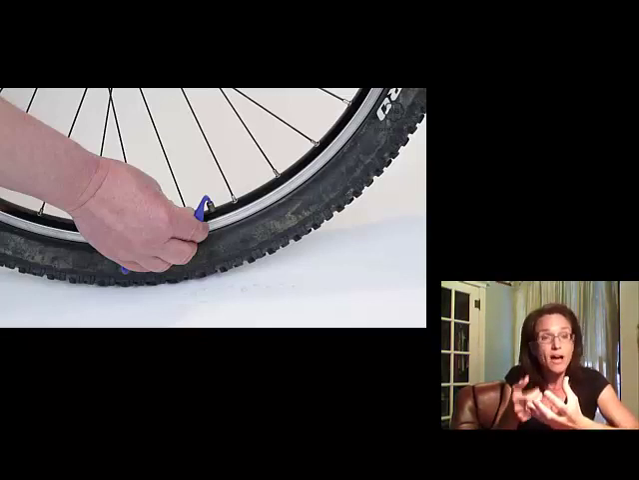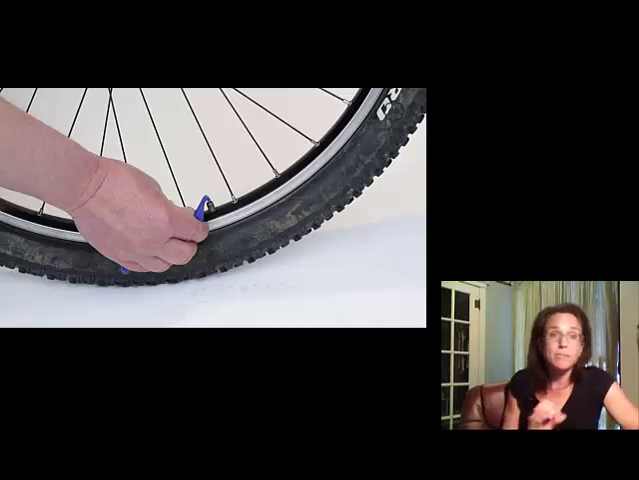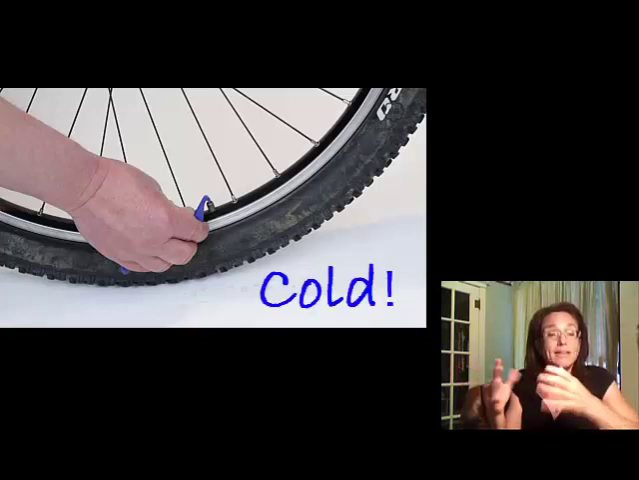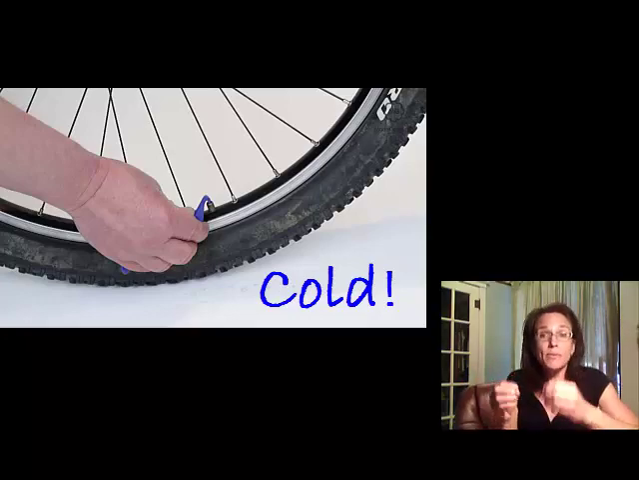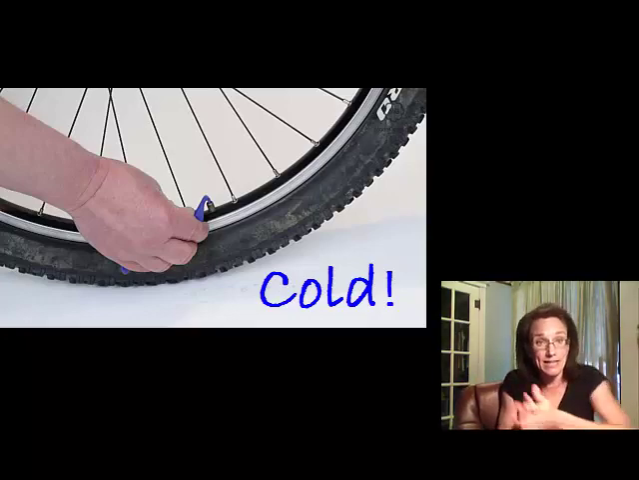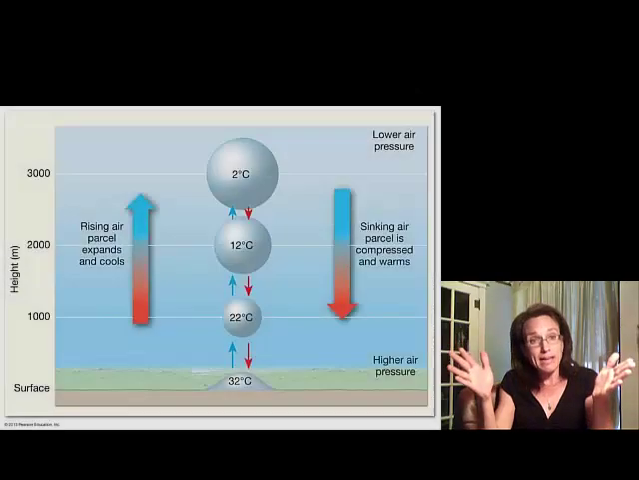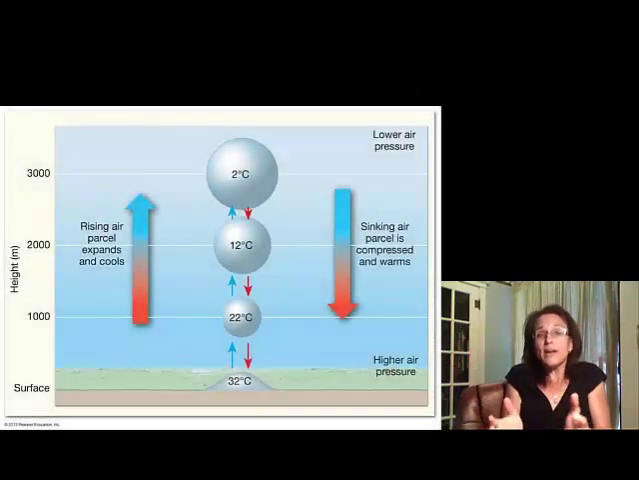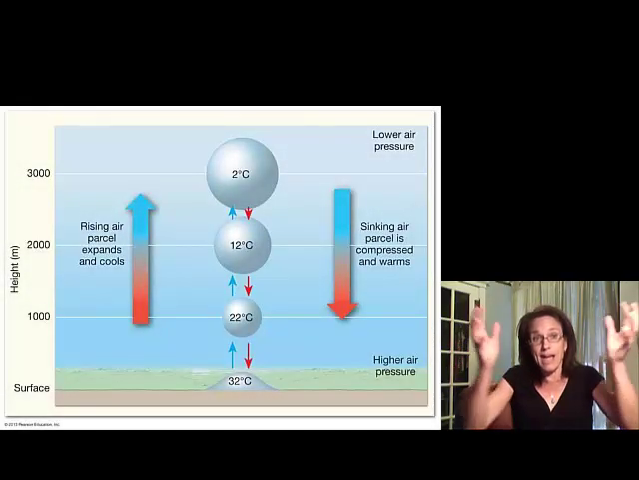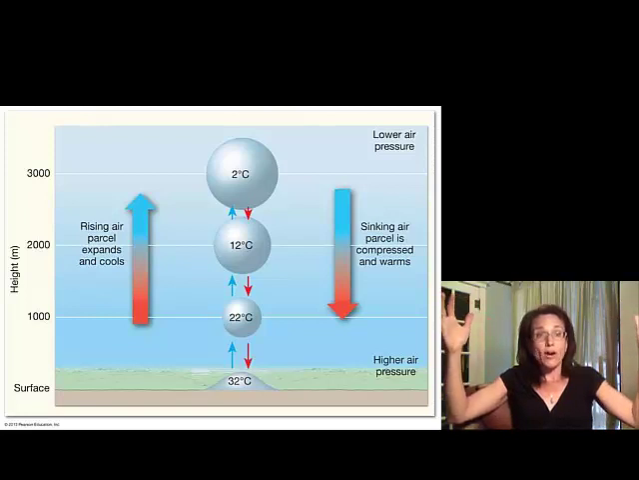What's the temperature of that nozzle or of the valve stem on your bike tire as you let the air out and that air expands? It gets really cold, right? So what we typically see is that as air expands, it cools. So as those air masses are rising and expanding, they are cooling.